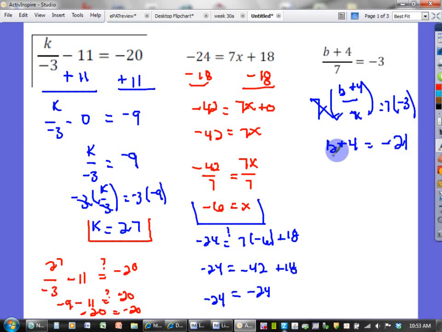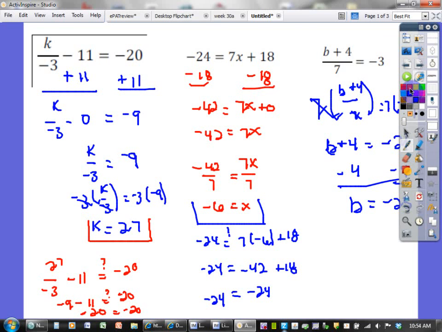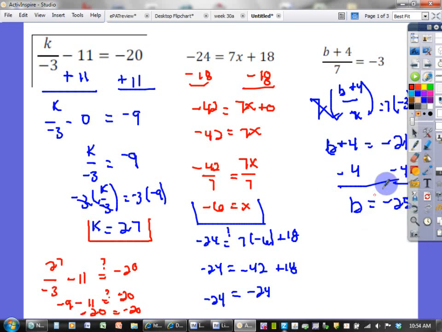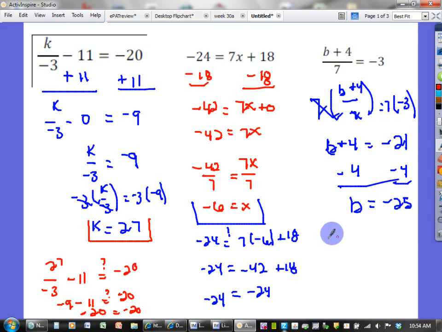Now I want to get the b by itself. To do that, we subtract 4 from both sides to get b is equal to negative 25. I would go ahead and check my answer. Negative 25 plus 4 divided by 7, does it equal negative 3? Negative 25 plus 4 is negative 21, divided by 7 yields a negative 3. So this is a good answer.